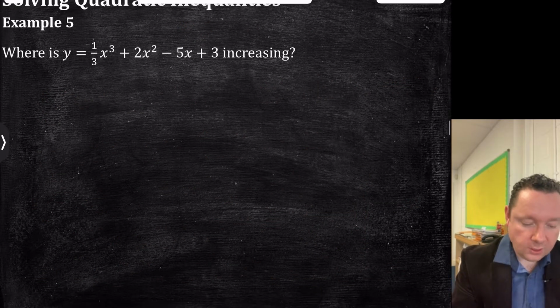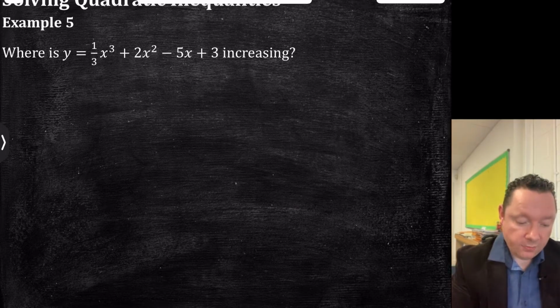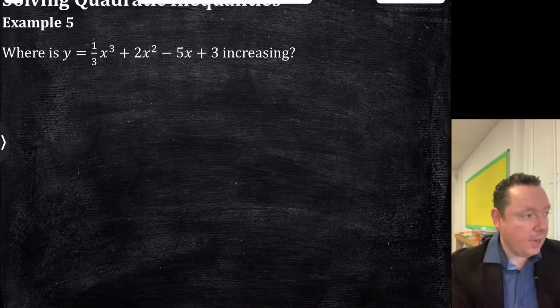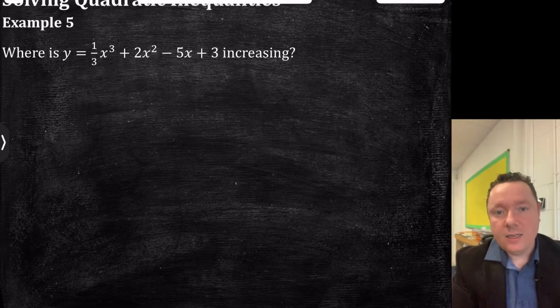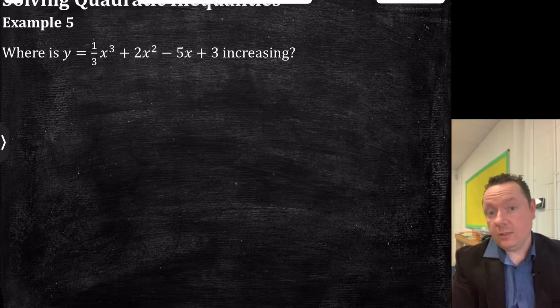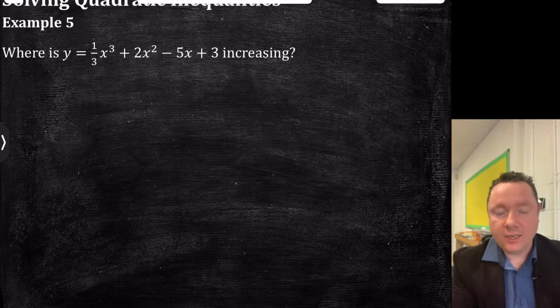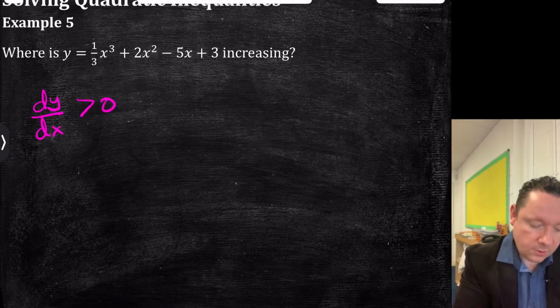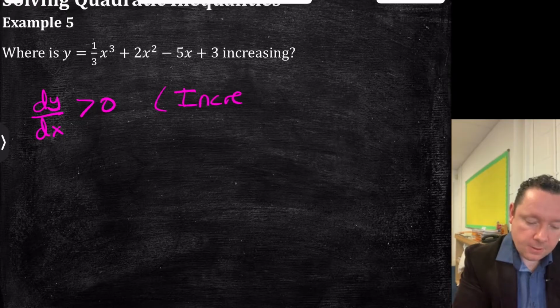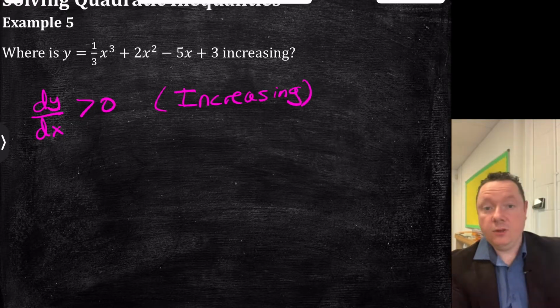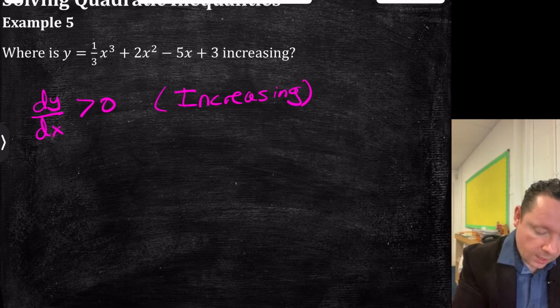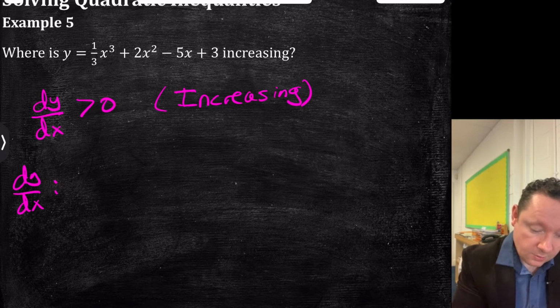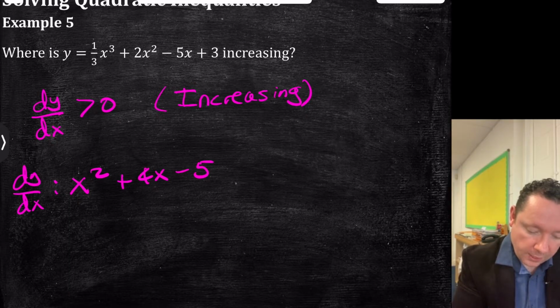Solving quadratic inequalities, example 5. Where is y equals a third x cubed plus 2x squared minus 5x plus 3 increasing? This combines quadratics or polynomials with differentiation, because we know that a function is increasing when dy/dx is greater than 0. Remember, if it equals 0, it's a zero gradient, and if it's negative, it would be decreasing. So dy/dx is 3 times a third is 1, x squared, 2 twos are 4, plus 4x, minus 5, and we want that to be greater than 0.